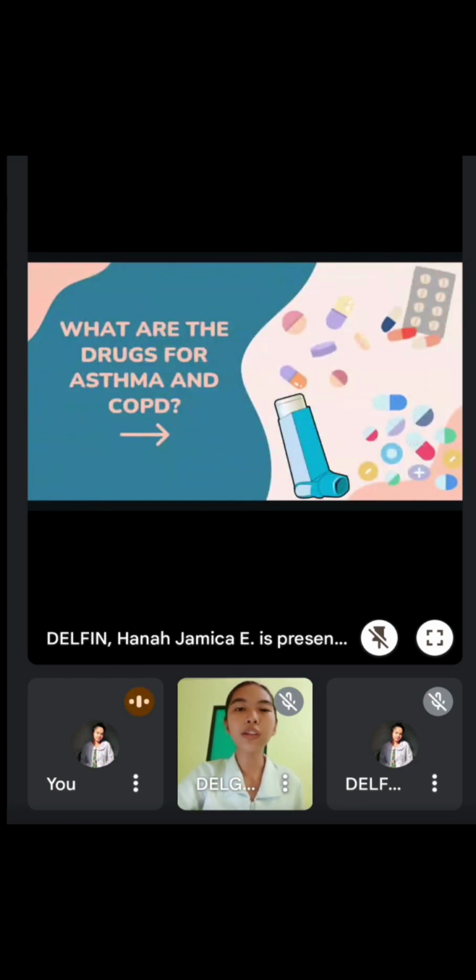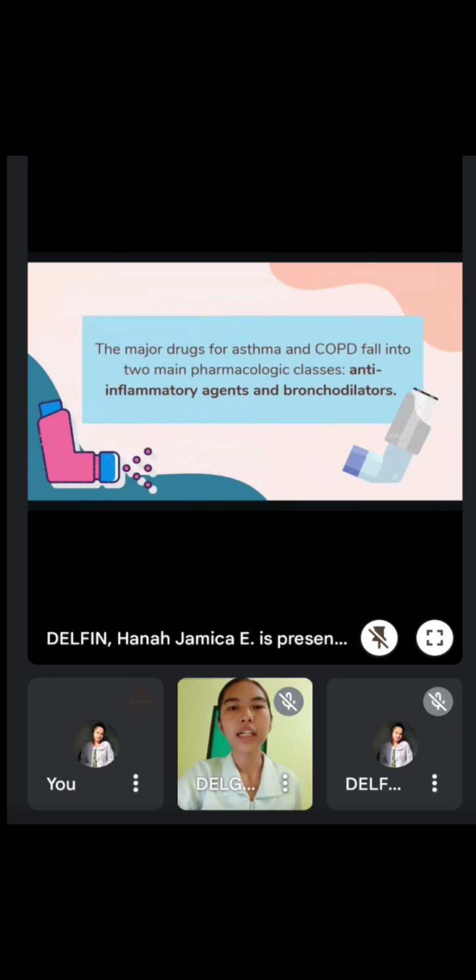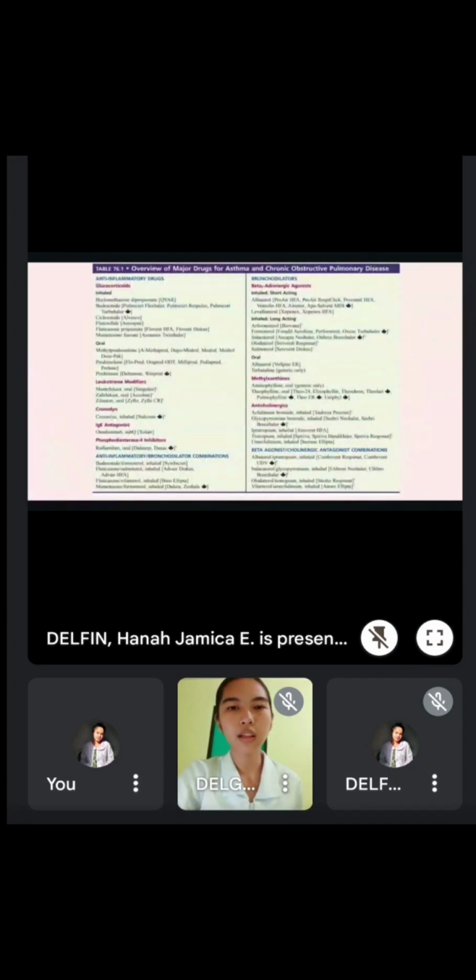So, what are the drugs for asthma and COPD? The major drugs for asthma and COPD fall into two main pharmacologic classes: the anti-inflammatory agents and bronchodilators. The overview of major drugs for asthma and chronic obstructive pulmonary disease.